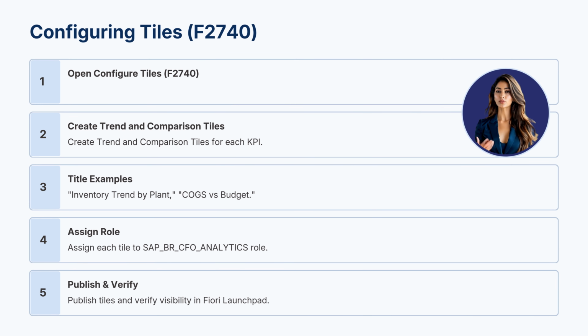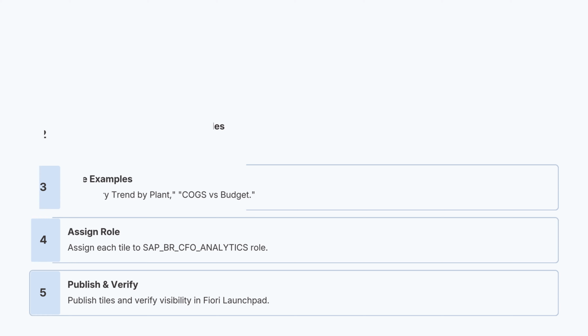Configuring tiles, F2740. Next, use Configure Tiles F2740 to visualize your KPIs. Create trend tiles like inventory trend by plant and COGS versus budget. Assign them to the SAP_BR_CFO_ANALYTICS role. Once published, these tiles become the CFO's entry point to live performance data.